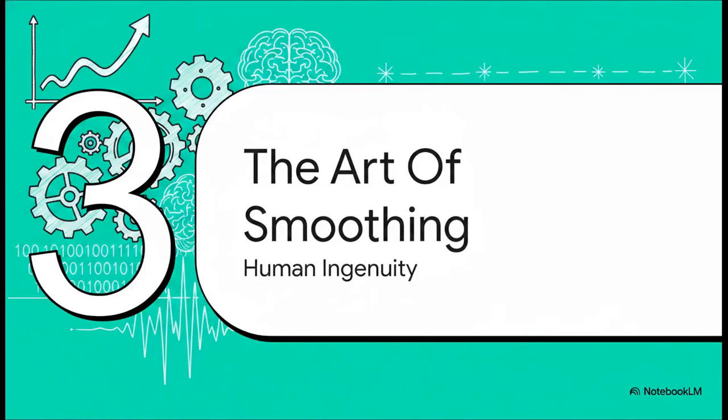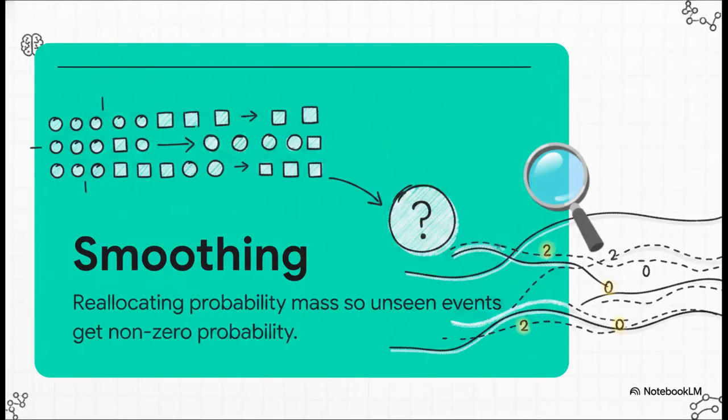And that leads us right into section 3, the art of smoothing, a true testament to human ingenuity. So how exactly did engineers save their models from flatlining? Through about 50 years of really dedicated research that culminated in something called smoothing. Let's define that real quick. Smoothing is basically the process of reallocating probability mass so unseen events get a non-zero probability. It's this clever trick of shifting a tiny bit of probability away from the sequences we have seen and handing it over to the sequences we haven't seen, strictly to avoid those mathematical zeros.